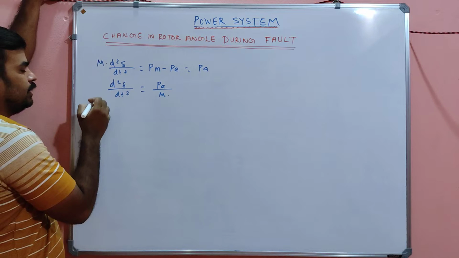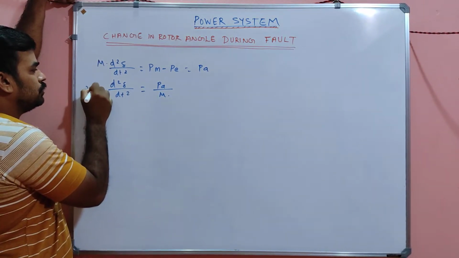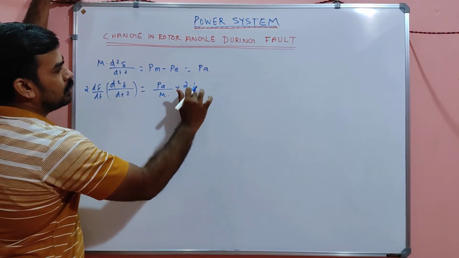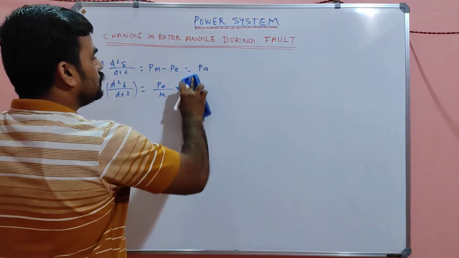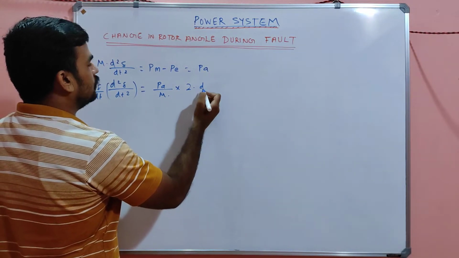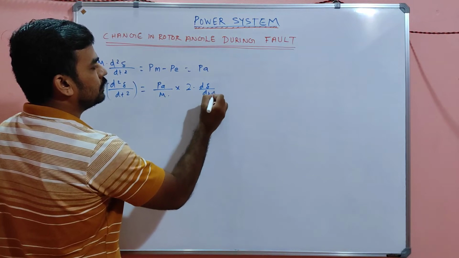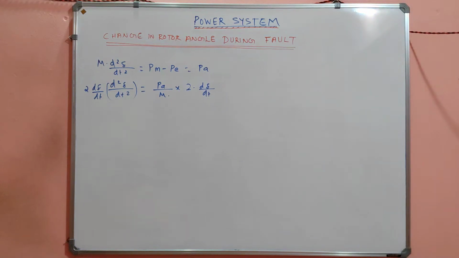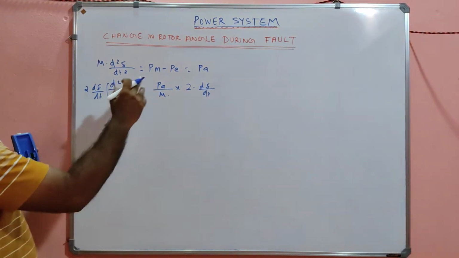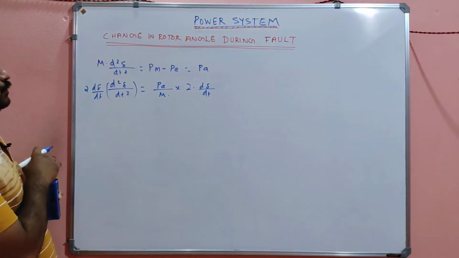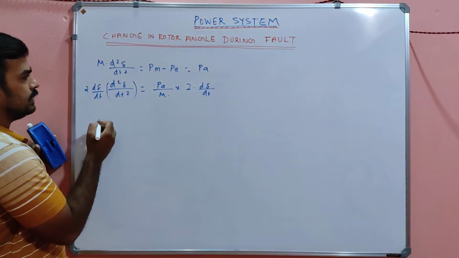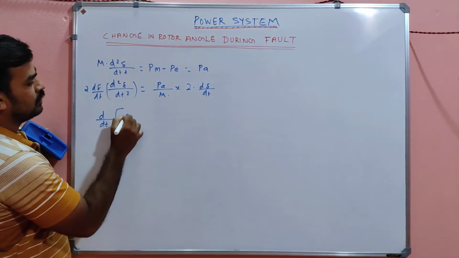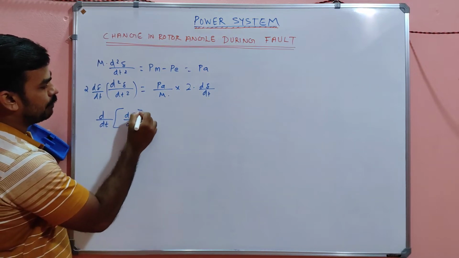I am multiplying both sides with 2 into d delta by dt. Multiplying 2 into d delta by dt on both sides. See my dears, listen. This is equivalent to d by dt of d delta by dt the whole square.